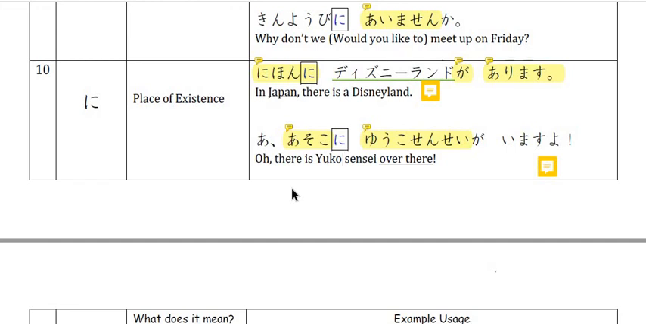Imagine you are making an exclamation: oh, she's over there. How would you say that? Oh, there is Yuko sensei over there. How would you say that in Japanese? In Japanese, it is asoko ni Yuko sensei ga imasu yo. Since this is a sentence where you are emphasizing that she's over there, you are going to use yo. I'll tell you how this particle yo matters, but for now, just remember it is for emphasis.